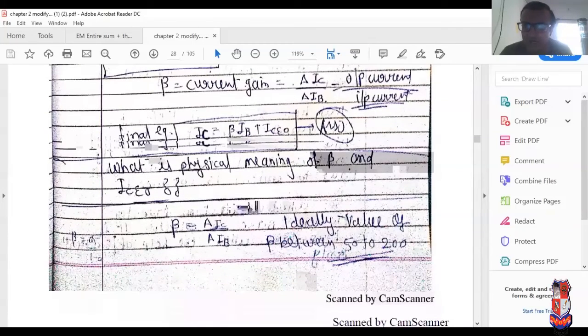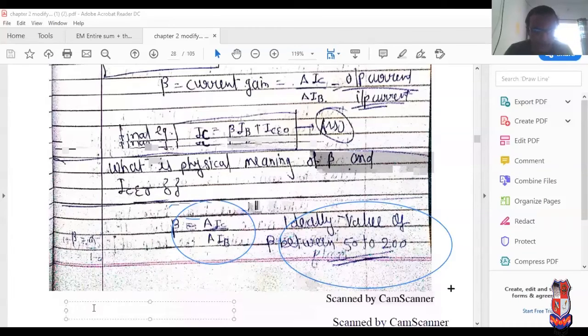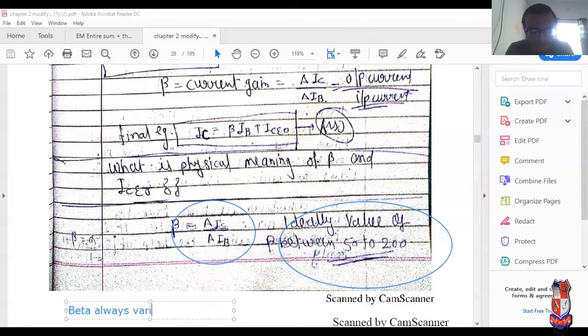And what is the meaning of beta? Beta means current gain, output current divided by input current, delta IC upon delta IB. Now see this equation. Base current is always low compared to collector current. That's why beta always varies between 50 to 200. Try to see this very carefully. So it is the correct explanation regarding beta.